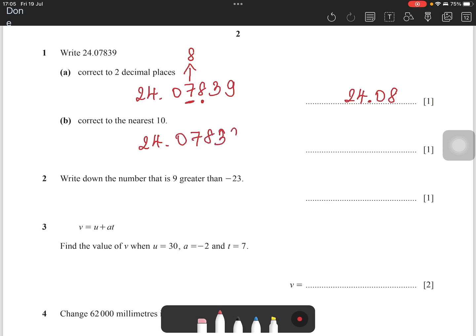Next, we also write this number correct to the nearest 10. So we'll check the digit in the tens place, which is 2. So I underline it, and I check the digit on the right. It is 4. 4 means we need to round 2 down to 20.